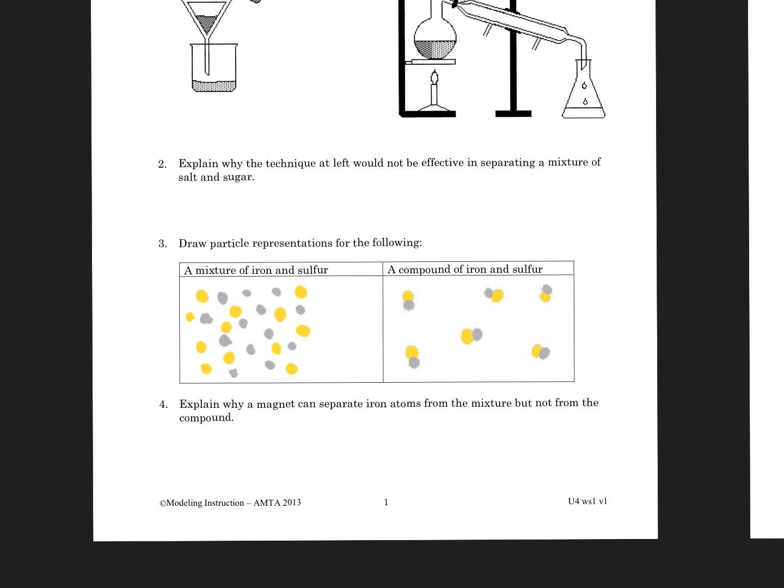And another thing that we saw is that we didn't even see properties of sulfur in the compound. The compound was no longer yellow like the sulfur substance was yellow. So again, I'm just going to say this one more time. When we make a compound, we lose the properties of the elements that are in that compound. This compound of iron plus sulfur, iron sulfide, is not magnetic.